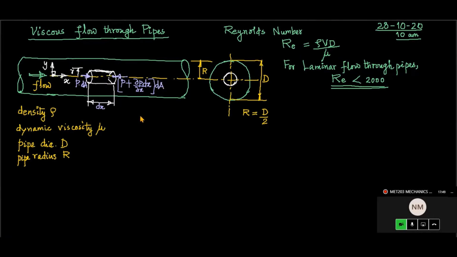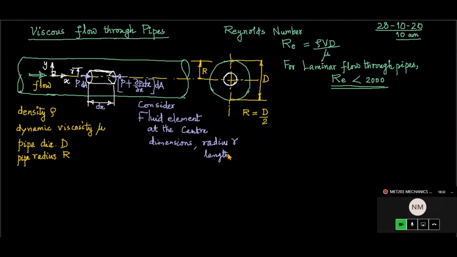So for the fluid element, the dimensions: radius is small r, its length is dx, and it is cylindrical in shape. Okay, now what are the forces acting on the element? The pressure forces we have considered. The pressure forces acting on the left face and the right face I have considered.